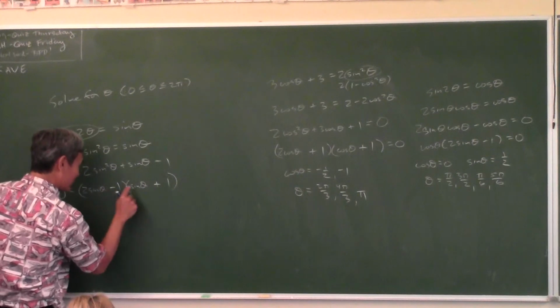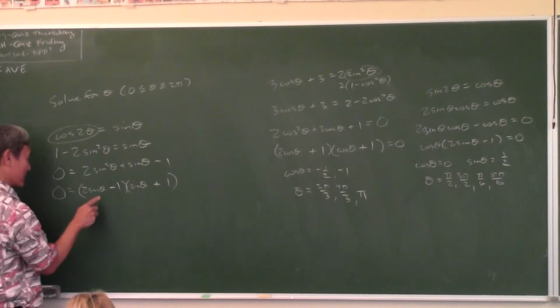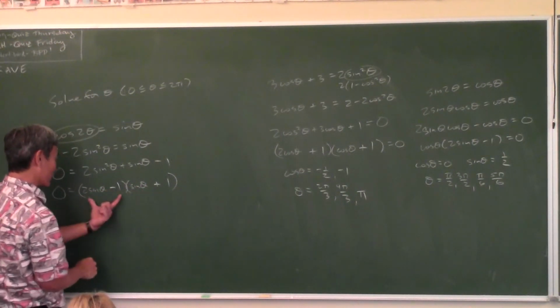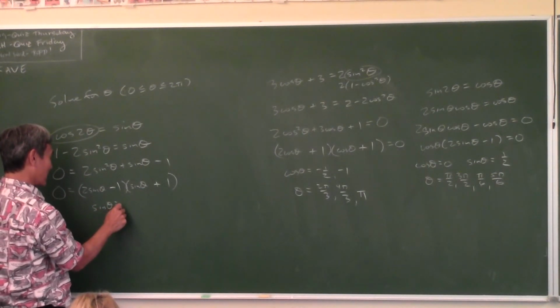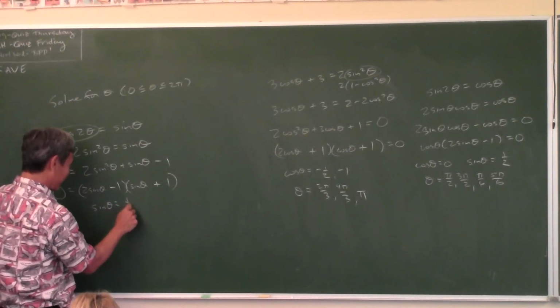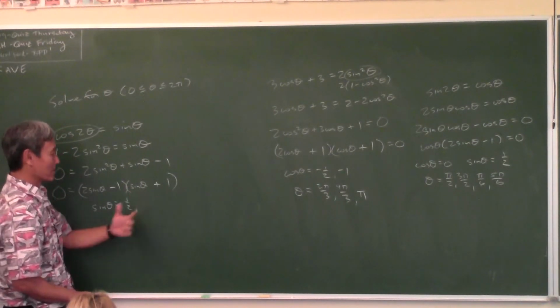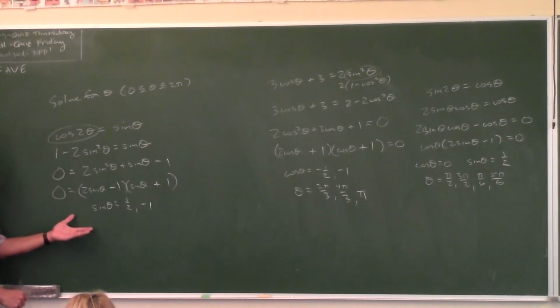So, if something times something is equal to 0, that means either this one is 0 or that one is 0. What would make this thing 0? Sine theta would have to be 1/2. What would make this factor 0? -1. And those are all numbers I'm supposed to know.